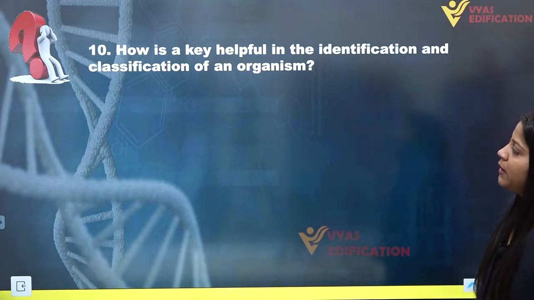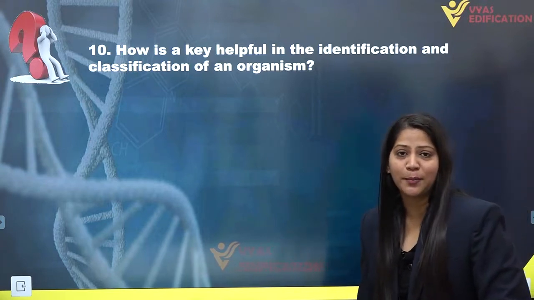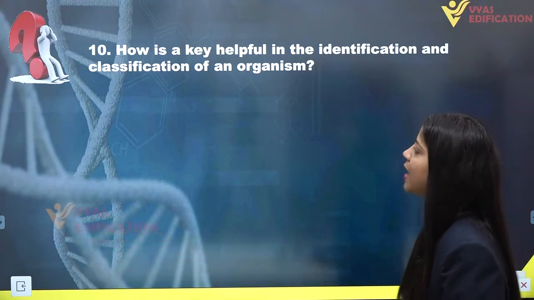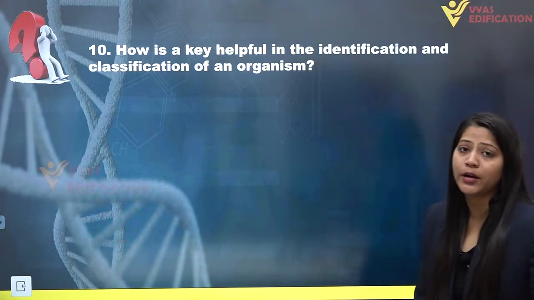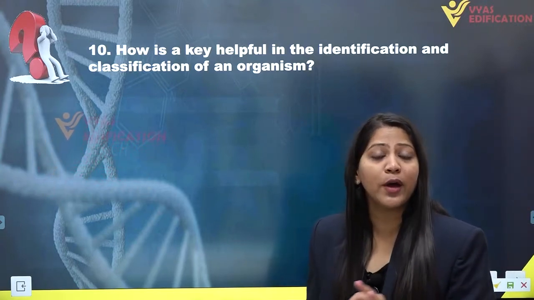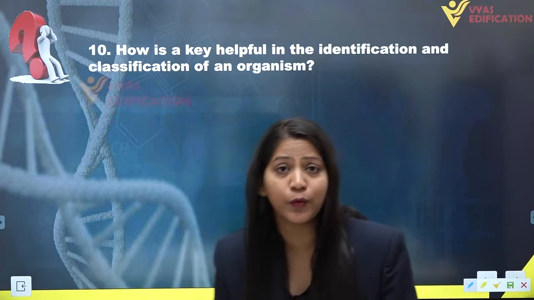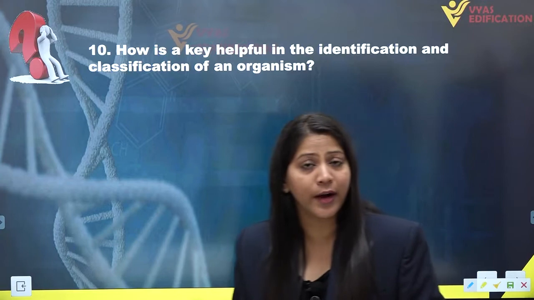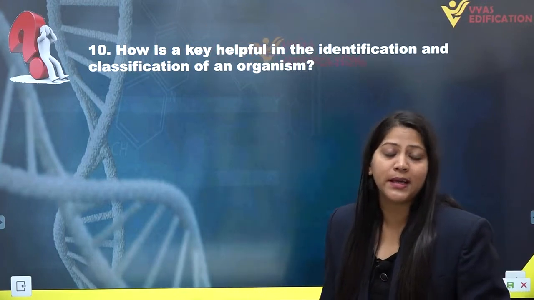Now we have question number 10, which is the second last question of this chapter. That is, how is a key helpful in the identification and classification of an organism? So first of all, we need to understand what a key is. Then we are going to talk about how it is useful to identify or classify an organism. Alright, so what do you understand by key?